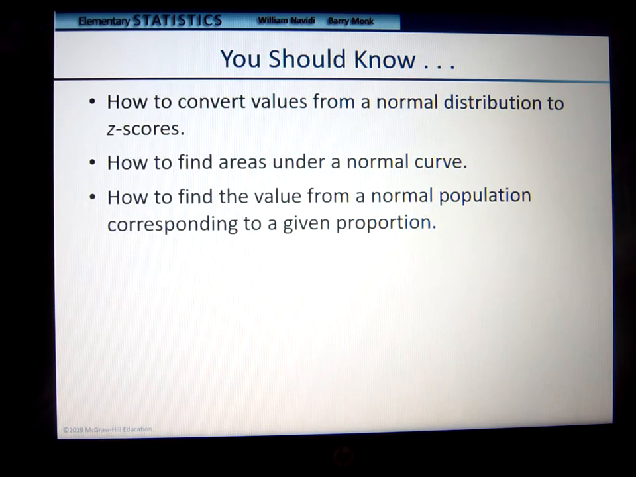All right, so this was a pretty quick one. We covered how to convert values from a normal distribution to z-scores, how to find the areas under the normal curve, and how to find the value from a normal population corresponding to a given proportion. And that is the end of 7.2.